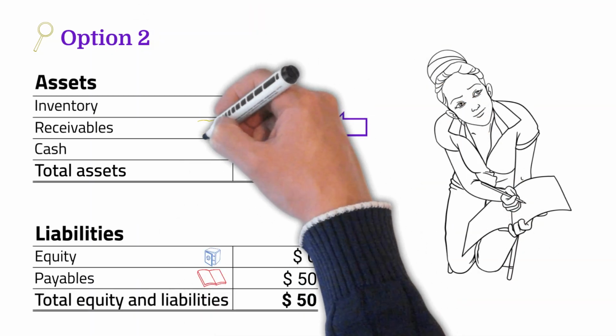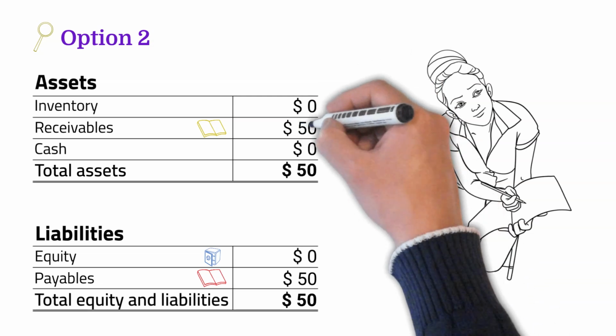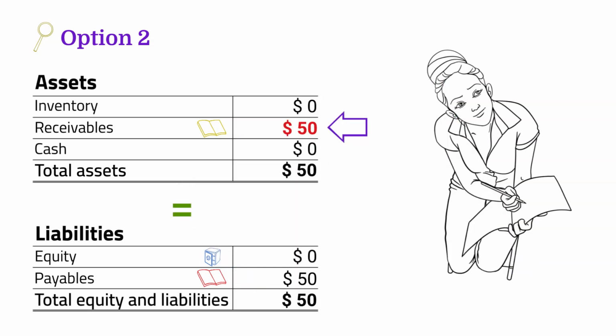Option 2. Delayed payment from your customer. Customer asks to pay later and you agree to that because you trust your customer. Your balance sheet changes as follows. On the asset side, you record receivables of $50 and on the liability side, your payables still stay at $50 and the balance sheet balances.